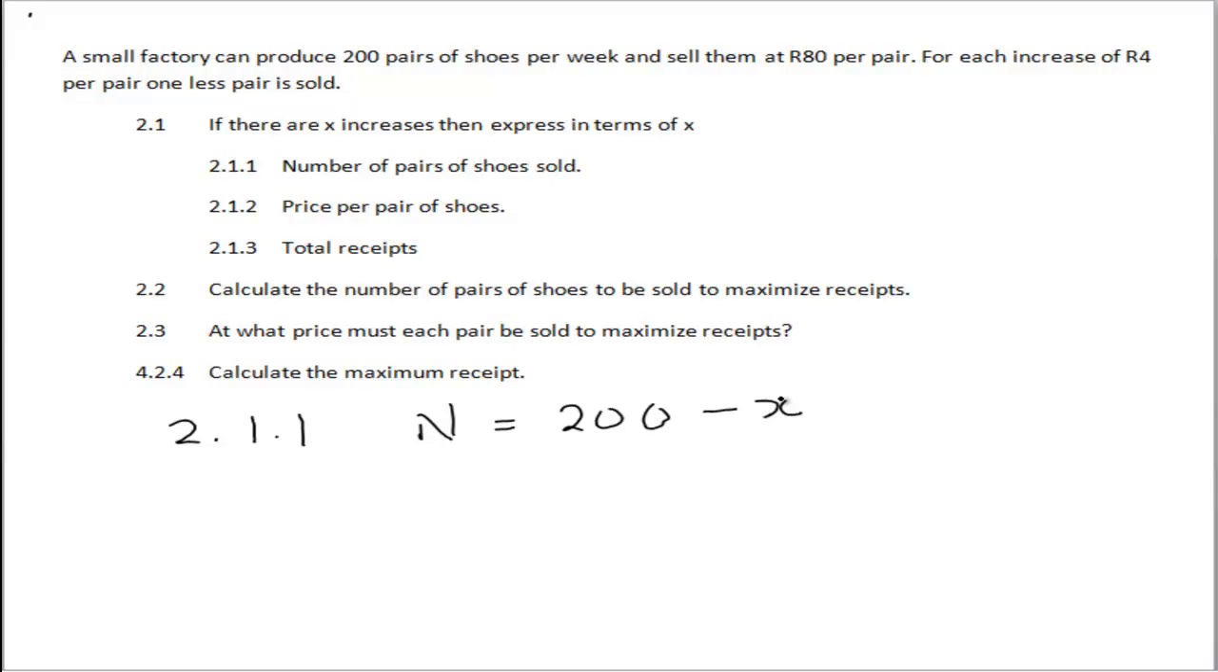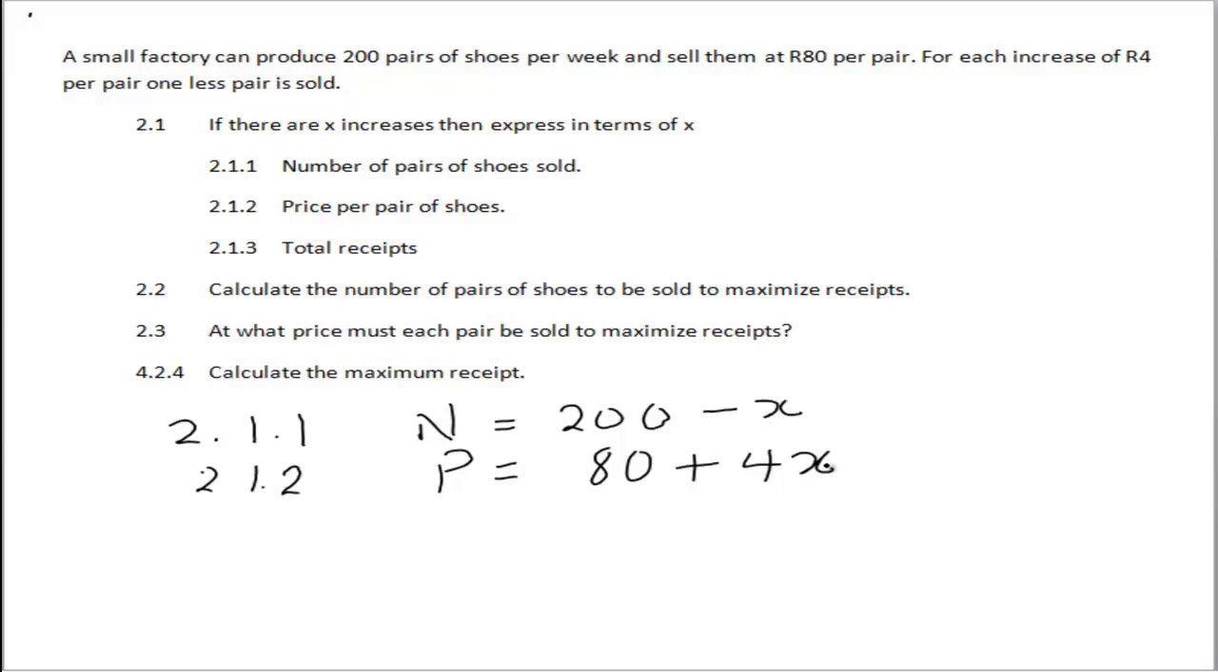Then we're looking at the next part of our problem, which is 2.1.2, price per pair of shoes. So what will happen is the price per shoe. Now this is an increase, and each increase will involve 4 Rand per pair, right? So the number of increases is x, so it will be 80 plus 4x.